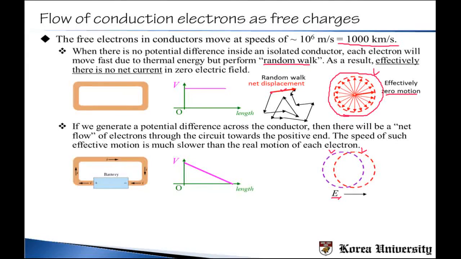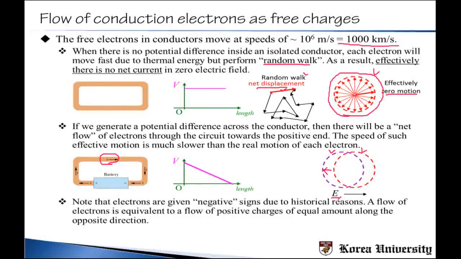In fact, when you say current, this very fast random walk does not contribute. It is only the net displacement, and especially the slightly shifted part coming from this electric field, that contributes to the electrical current. Okay, this is what is actually happening.